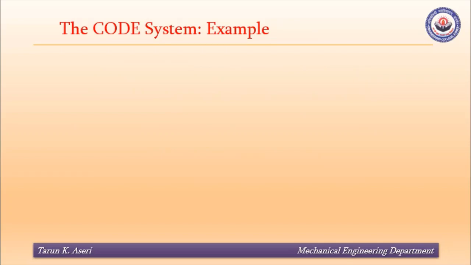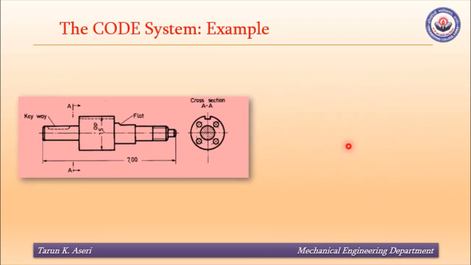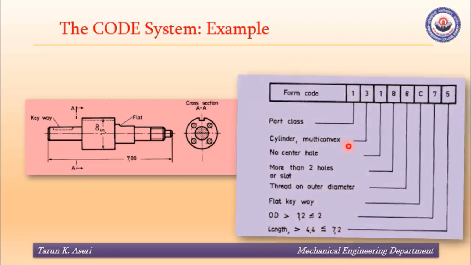We can understand the code system easily with an example. This is a circular piece having a length of 7 and a diameter of 1.5 OD, having a keyway on the left side, the right side is a threaded item, somewhere there is a flat, and it has a step, having 4 holes when looked at from this side. So how is this coded with the help of the code system?